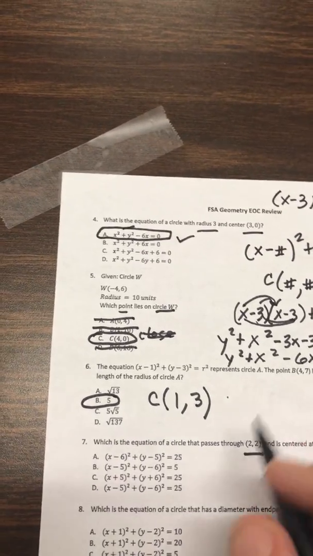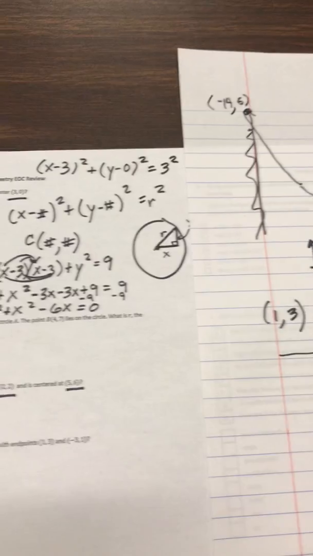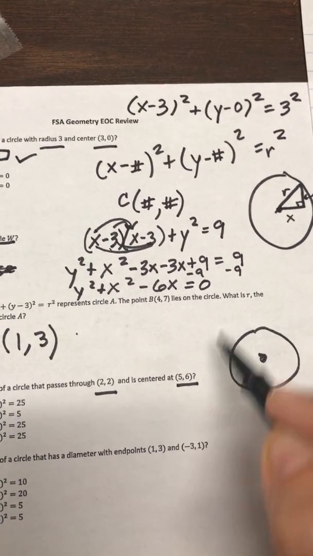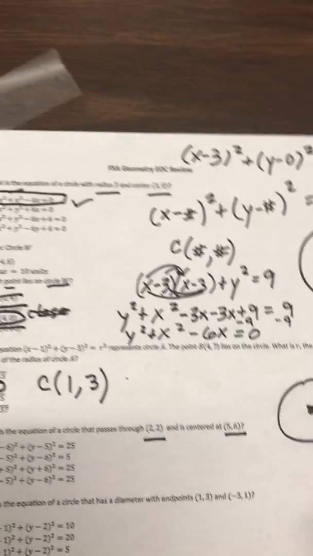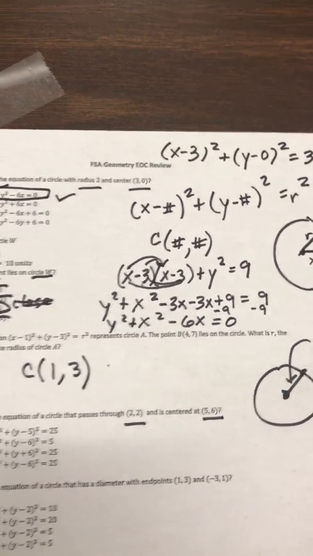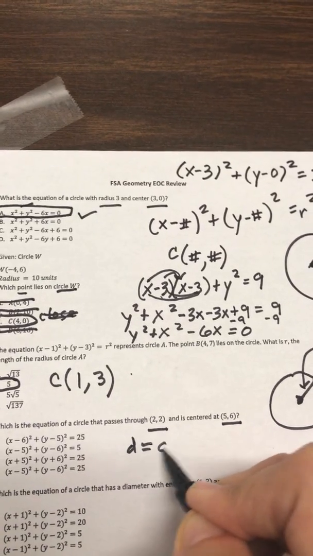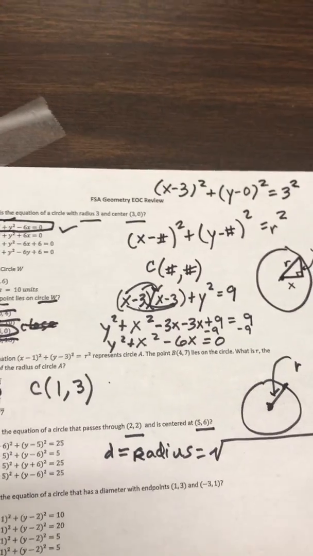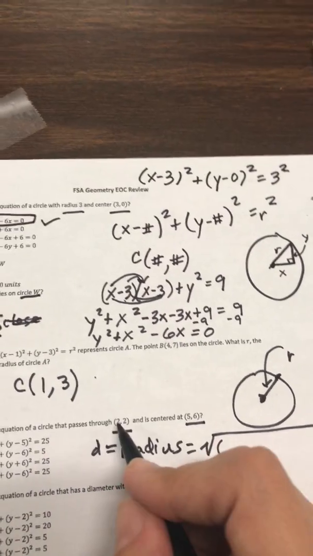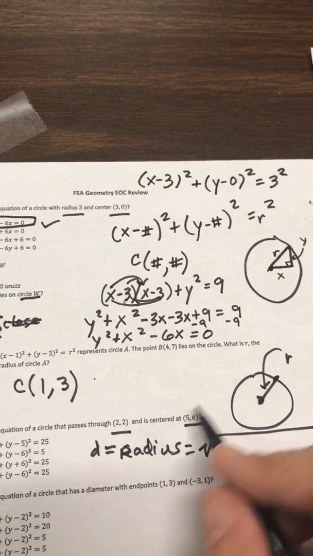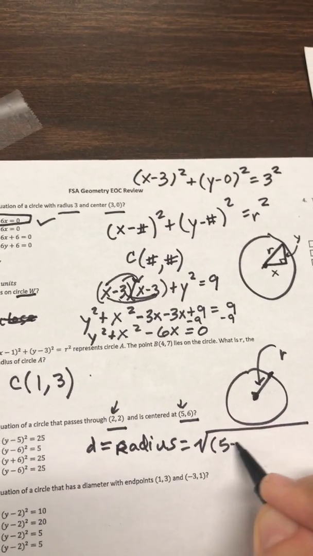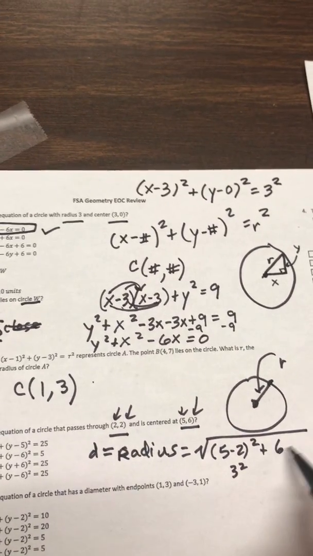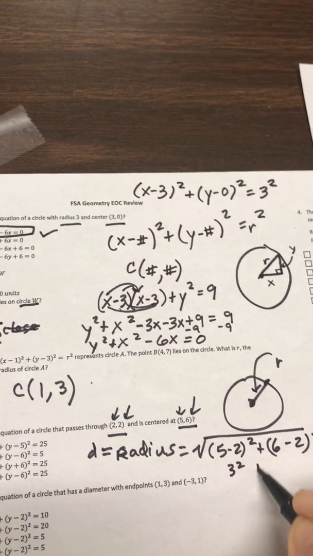So once again, I know from my last one, if I know the location of the center and I know a point on the circle, then the distance between those has to be the radius. So my radius is my distance formula, which is equal to, okay, so subtract my x values, 5 and 2, and square it. Subtract my y values, 6 and 2, and square it.